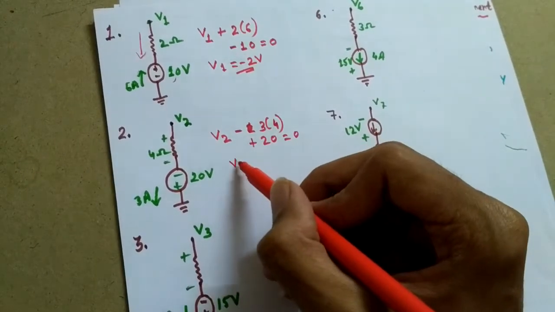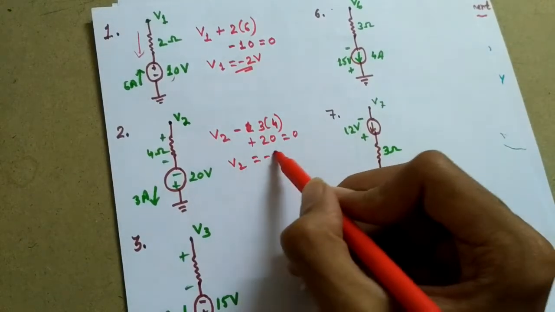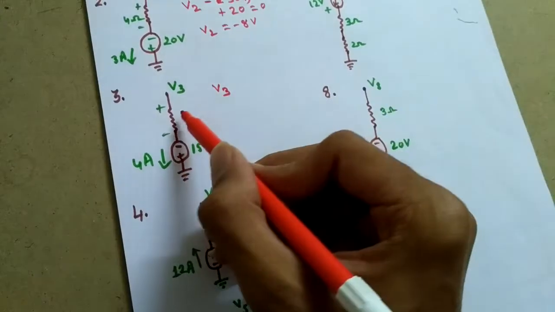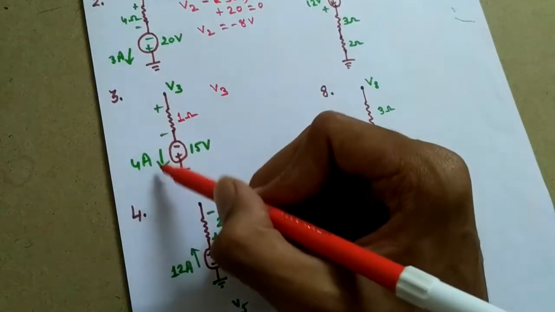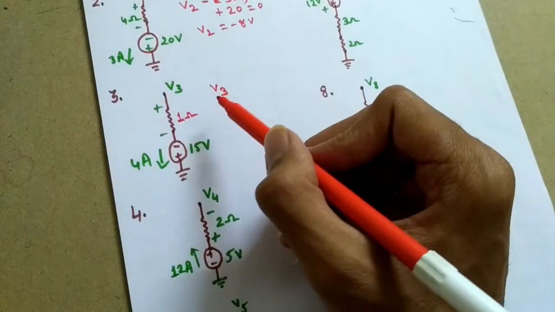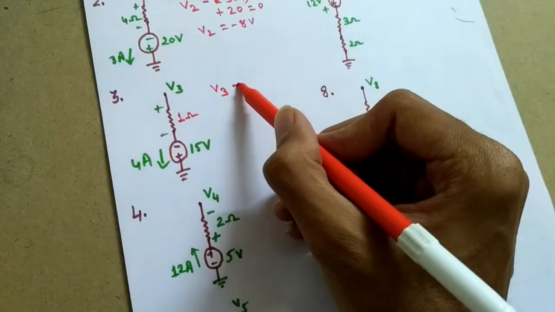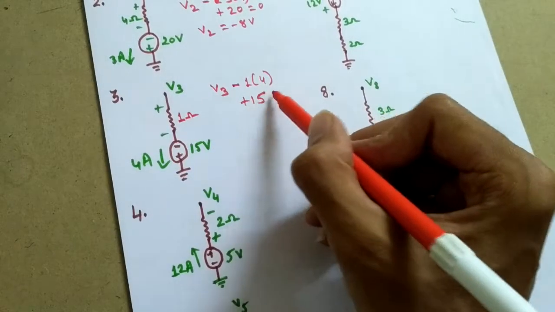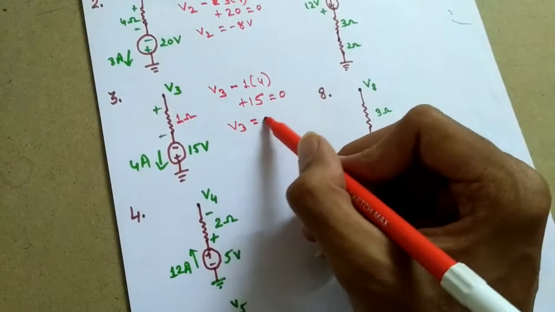So this is V2 minus 12 plus 20, so this is 8, so this is minus 8 volts. Then let's move further. This is V3, and let's say this is 1 ohm. So V3, then the current is in the downward direction. We are moving also in the downward direction, so the sign will be minus 1 into 4, I into R, plus 15 because it is minus, so we will write plus, equals 0. So the answer is 15 minus 4, that is minus 11.